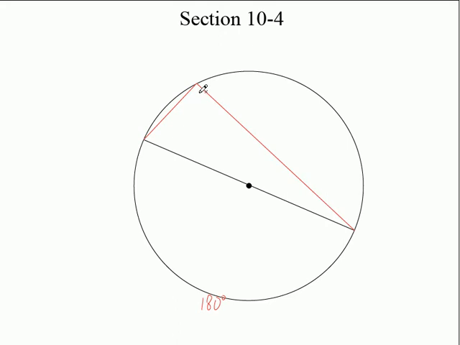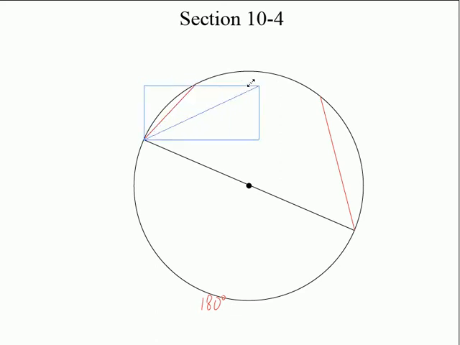Do you see it? It doesn't matter where I am. Let's just do a little variation of this. Let's pull this and go to another spot, right there. But look at this. It's still an inscribed angle, and it still cuts off 180 degrees. So this angle still must be what? 90 degrees.